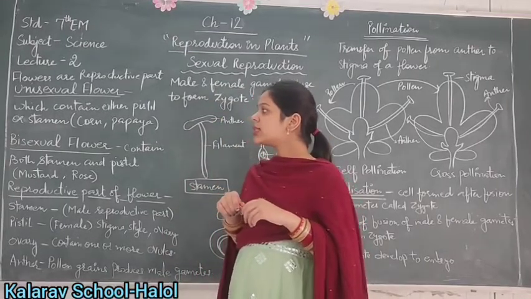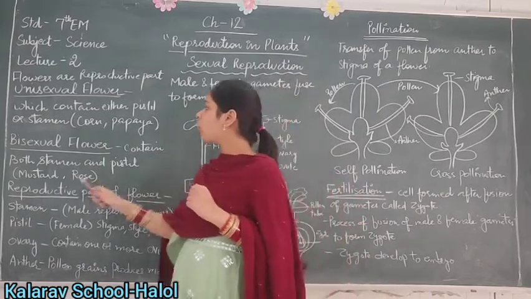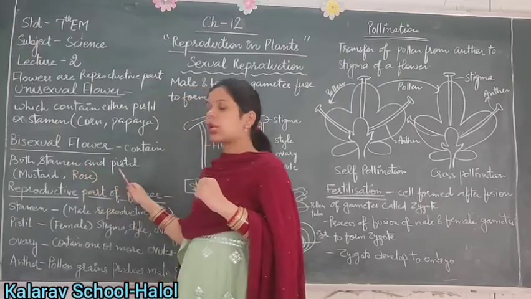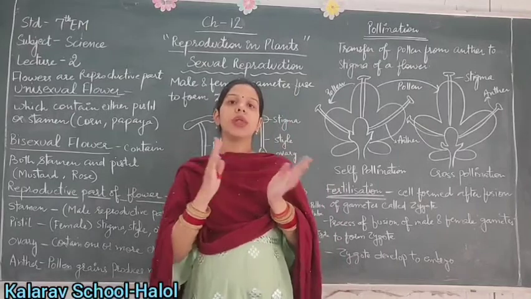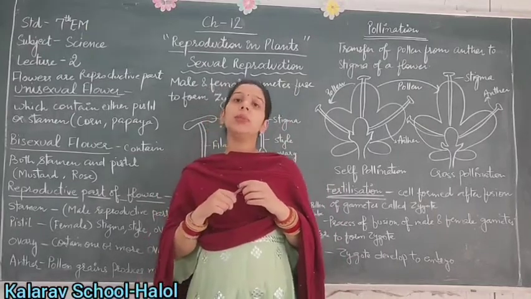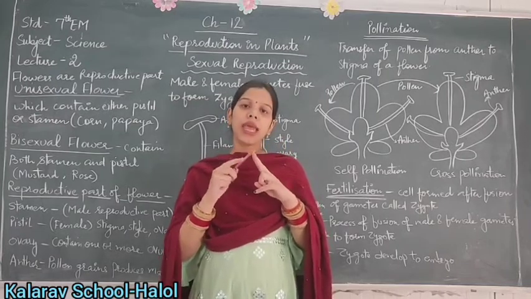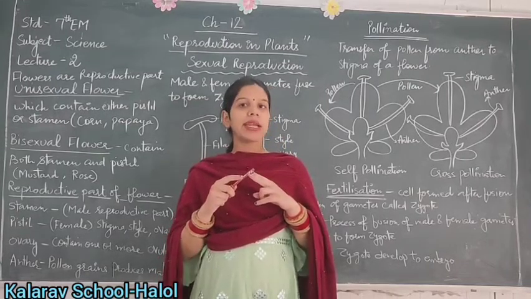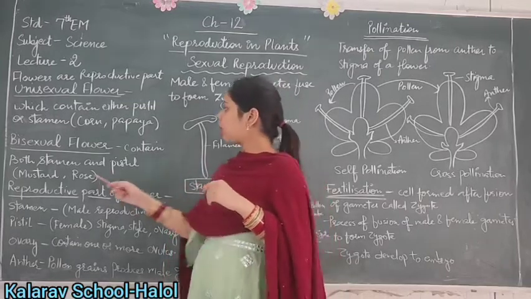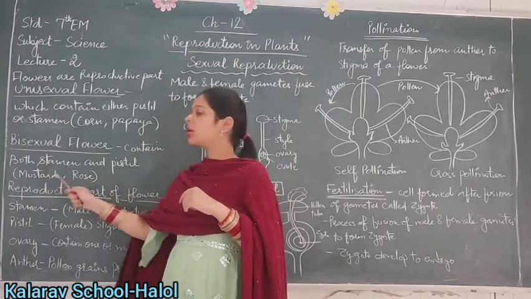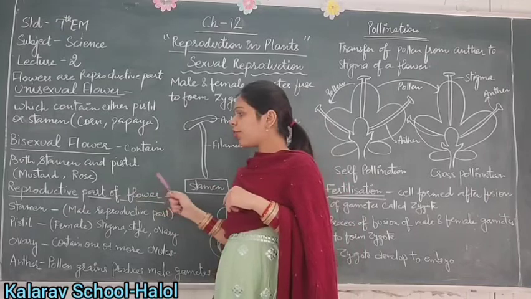Number two is bisexual flowers. The flowers which contain both stamen and pistil, which means they have both parts, stamen as well as pistil, are called bisexual flowers. Bi means two. So both parts, stamen and pistil, present in a flower make it a bisexual flower. For example, mustard and rose.